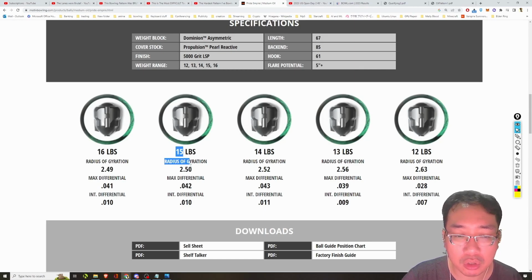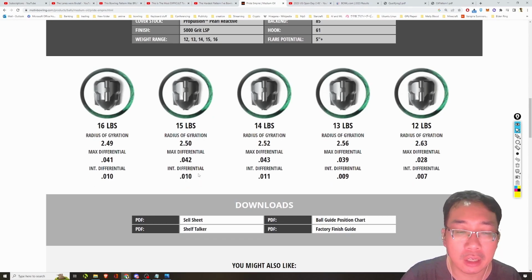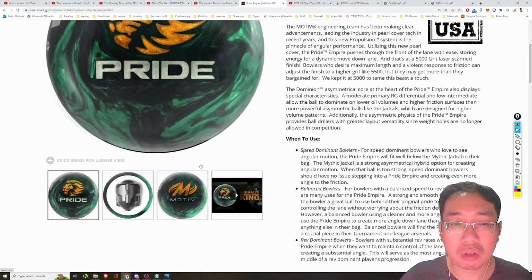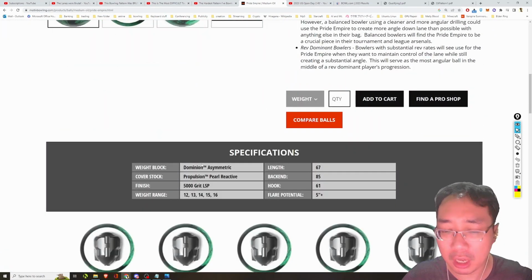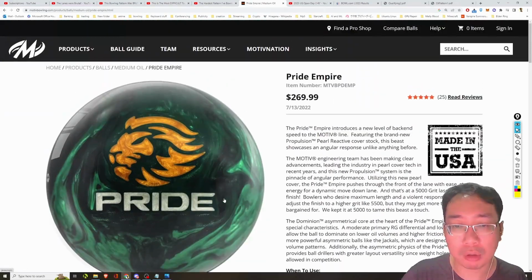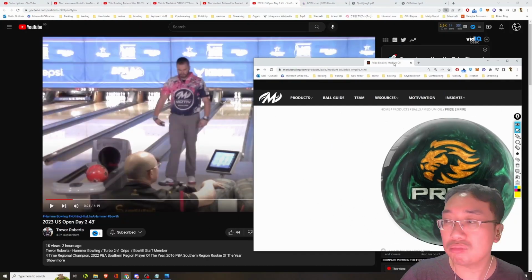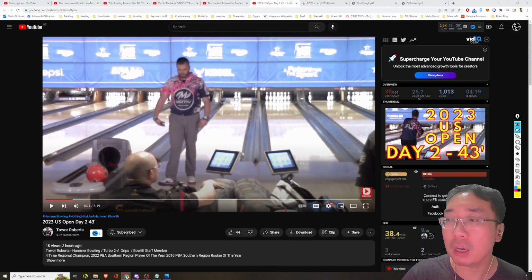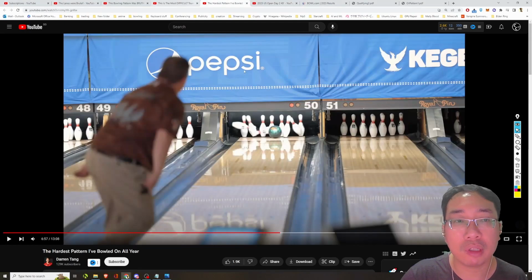The asymmetric ball actually has an RG of about 2.5. It's actually not too low, it's a little bit on the higher end. So it's a mid-range asymmetric ball. Medium in differential as well, and the intermediate differential is definitely on the lower side, 0.1, with 0.42 of maximum differential for 15 pounds. This is not too strong of an asymmetric bowling ball. It's a mid-range asymmetric bowling ball. And yeah, so as the lanes transition, they're switching over to asym balls, but with pearl cover stocks, so that it skids through the fronts a little bit better.